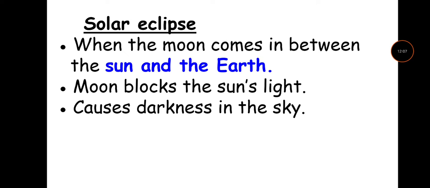Solar eclipse is related to sun. In solar eclipse, sun is covered, and in lunar eclipse, moon is covered. We are not able to see the moon, and in solar eclipse, there will be darkness. Sun is not able to give its rays.